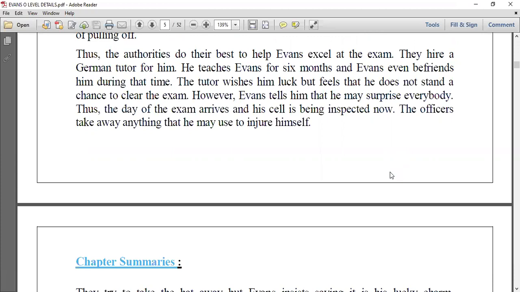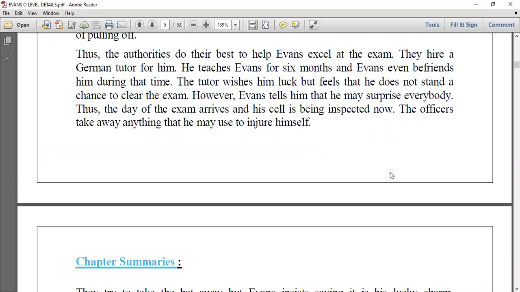So the tutor teaches Evans for 6 months, and Evans even befriends him during that time. The tutor wishes him luck, that means good luck, all the best, but feels that he does not stand a chance to clear the exam.